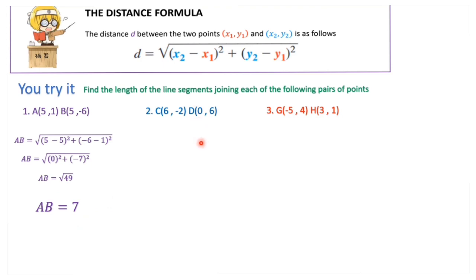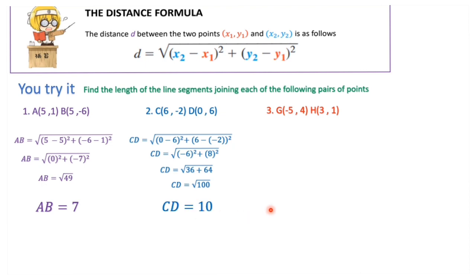Then let's try the second one here. You're going to have 0 minus 6 because your x sub 2 is 0 and your x sub 1 is 6. Then here you have 6 minus negative 2. Again, do not forget this. This is the part where you might get confused. So 6 minus negative 2 is going to be 6 plus 2. So you have negative 6 raised to 2, that's 36. 8 raised to 2 is 64. So it's similar to earlier, because this is equal to the square root of 100, or 10. Then the last example here, you're going to have 3 minus negative 5.